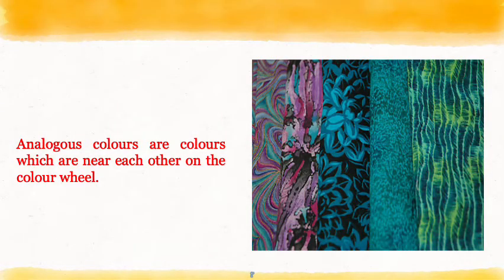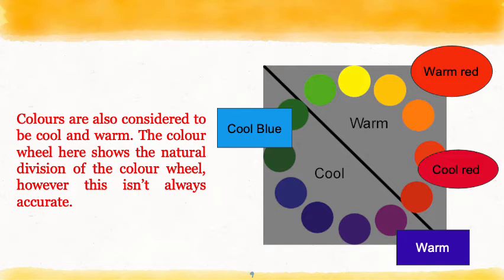And then we have analogous colors. They are colors which are near each other on the color wheel. Okay, so when they are used together, they create a sense of harmony. So if you can see here in this particular art form, they complement each other and create a sense of harmony.